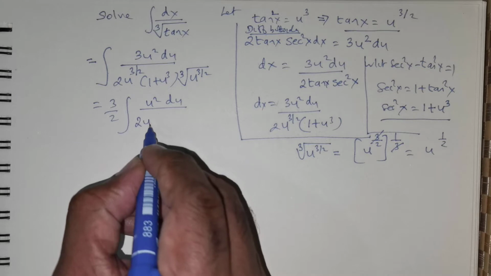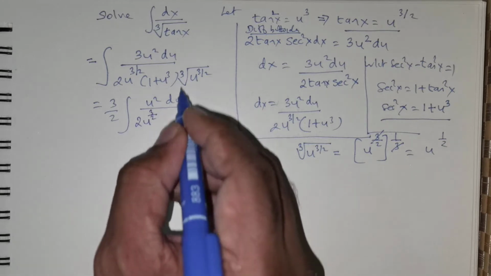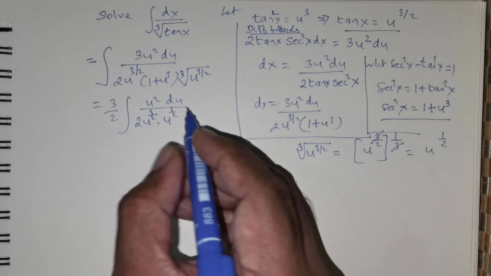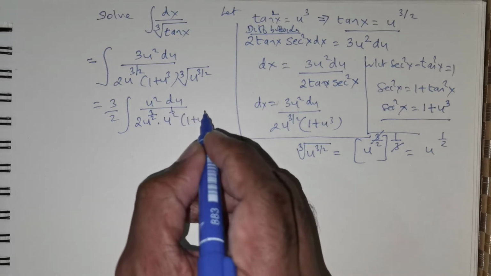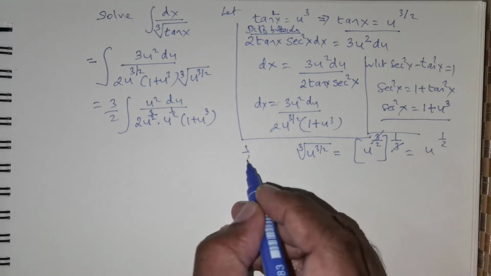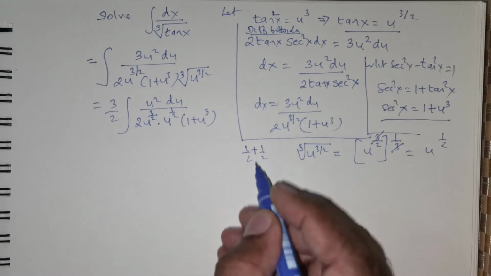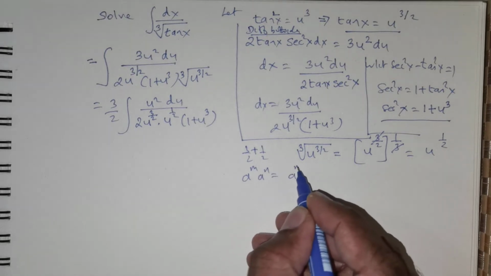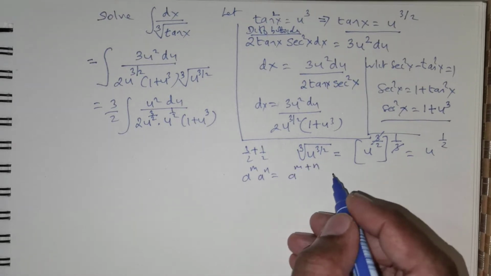So this is 2 times u raised to the power of 3 over 2, times this u raised to the power of 1 over 2, times 1 plus u raised to the power of 3. Now 3 over 2 added with 1 over 2, the law of indices, right? A raised to the power of m times a raised to the power of n is a raised to the power of m plus n.